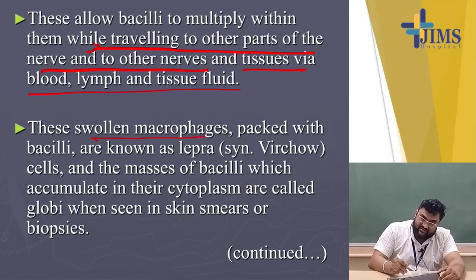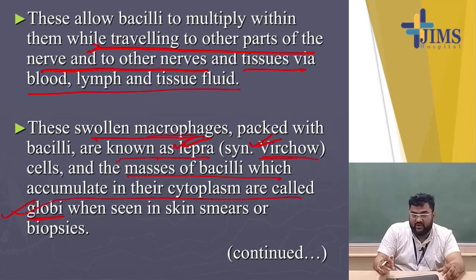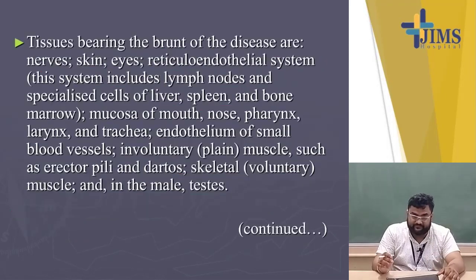These swollen macrophages packed with bacilli are known as lepra cells, also called as Virchow cells. And the masses of the bacilli which accumulate in the cytoplasm are called as globi. So this is important, and the lepra cells or the Virchow cells are important. And these are mainly seen in the biopsies or the slit skin smears.